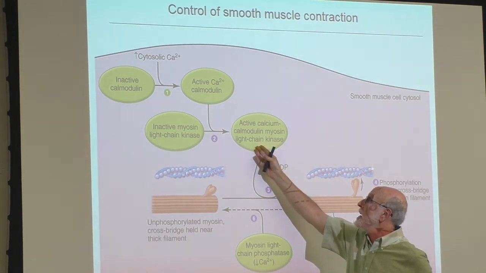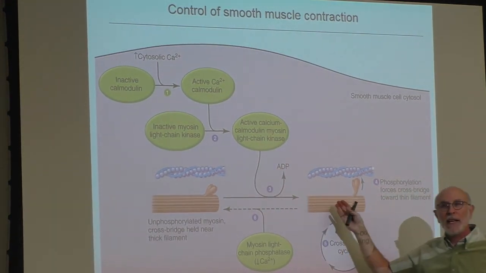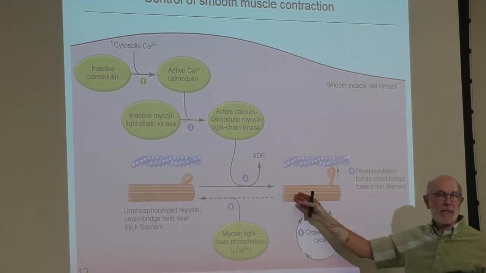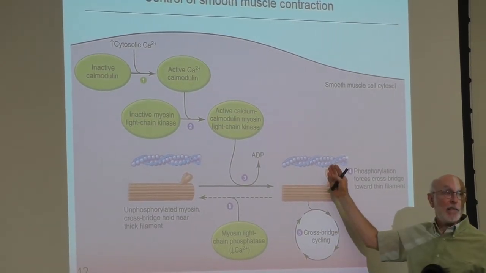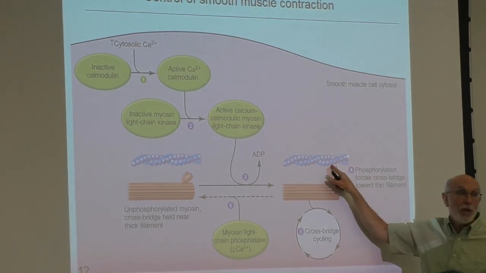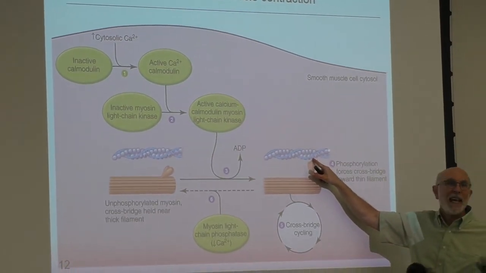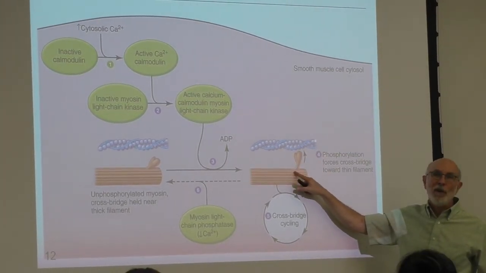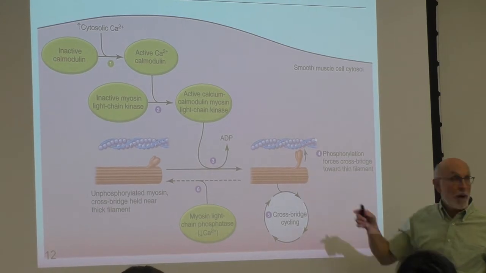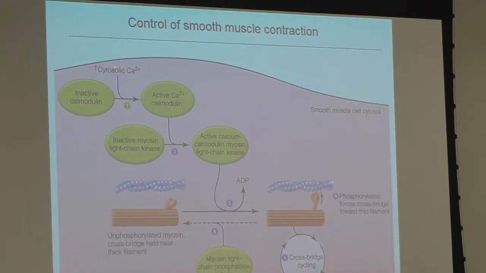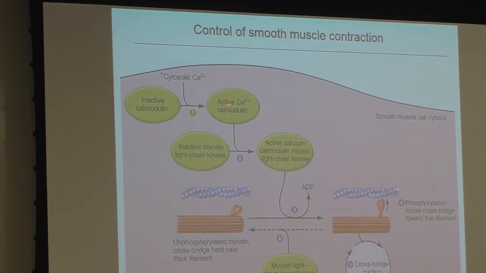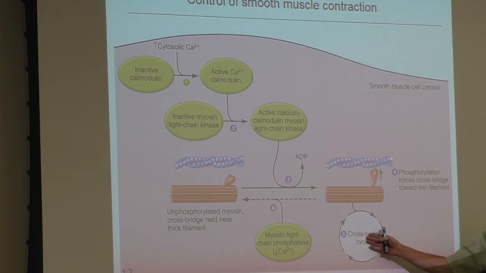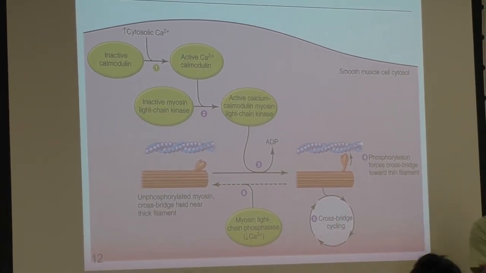Myosin light chain kinase phosphorylates myosin. So in this case, it's a phosphorylation of myosin that causes it to have high affinity for actin. There's no troponin. It's not the troponin, tropomyosin getting out of the way that's the trigger. The trigger is whether the myosin is itself phosphorylated or not. Bottom line, cytosolic calcium activates calmodulin. Calmodulin activates the kinase. Kinase activates myosin, and you get the cross-bridge cycle that you already know about, and the smooth muscle balls up and gets shorter.